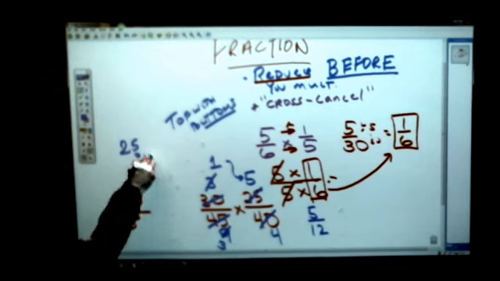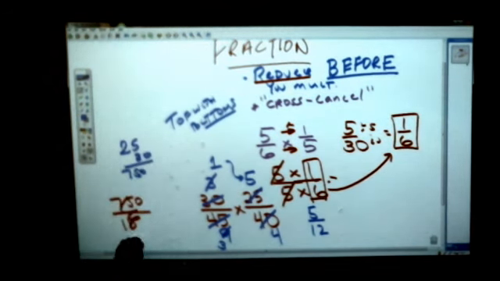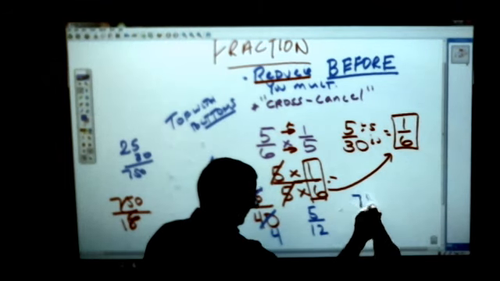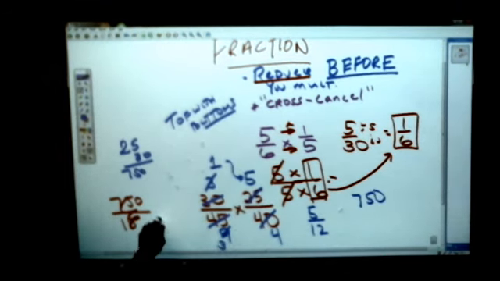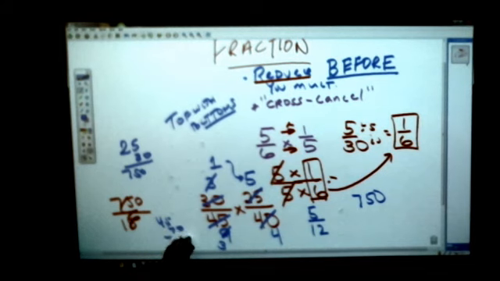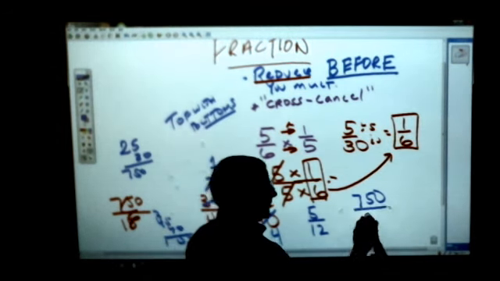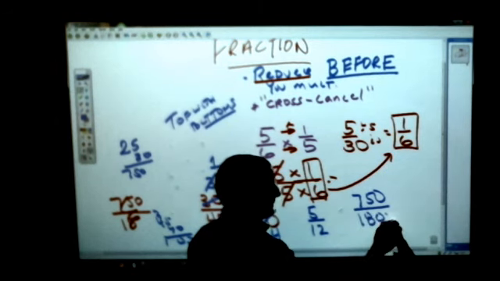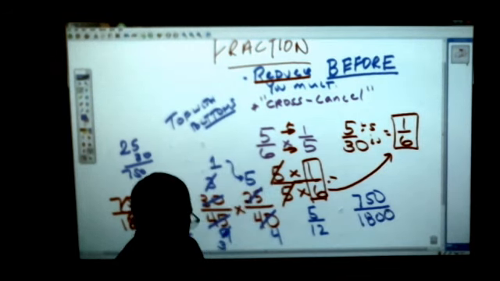25 times 30 was 750, so that was my top number. And I was going to do 40 times 45, which was 1800. The other way, you're going to have to do this: you get 750 over 1800, and then you have to start reducing it.